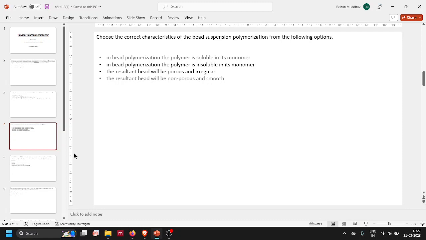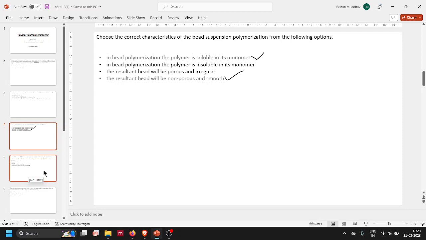This question is from the basic definition of bead suspension polymerization and how the polymerization process occurs. The bead formed from the suspension polymerization, the polymer bead, is basically soluble in its monomer solution. So the first option is the right one. Then in the next one, the monomer polymer mixture is basically homogeneous. So the resultant bead which is formed is always porous and smooth. So it will be porous and smooth.